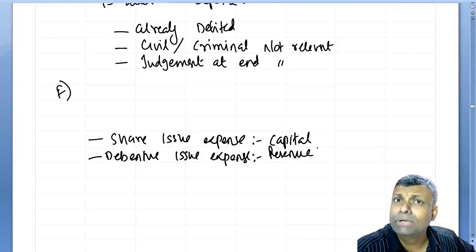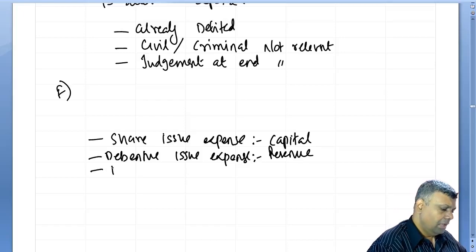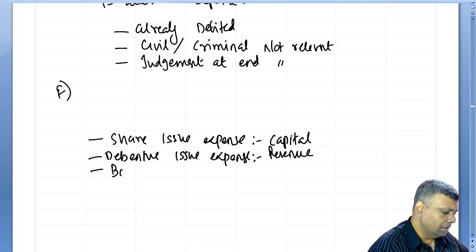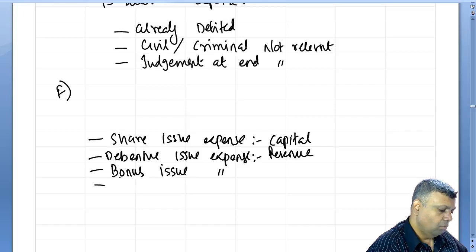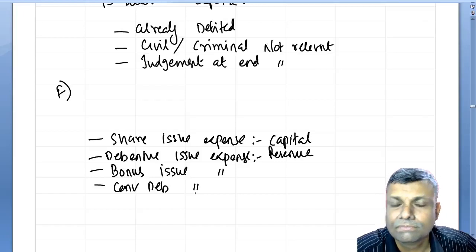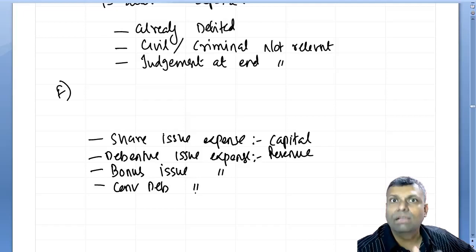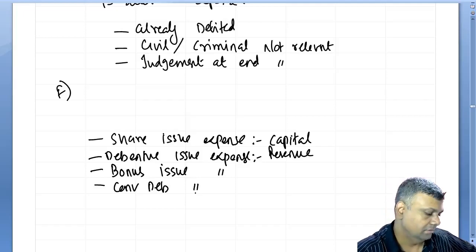Very landmark and very fundamental kind of judgments. After this, many people follow this concept. What about bonus issue expenses? What if there are convertible debenture issue expenses? Then what is a partly convertible debenture?